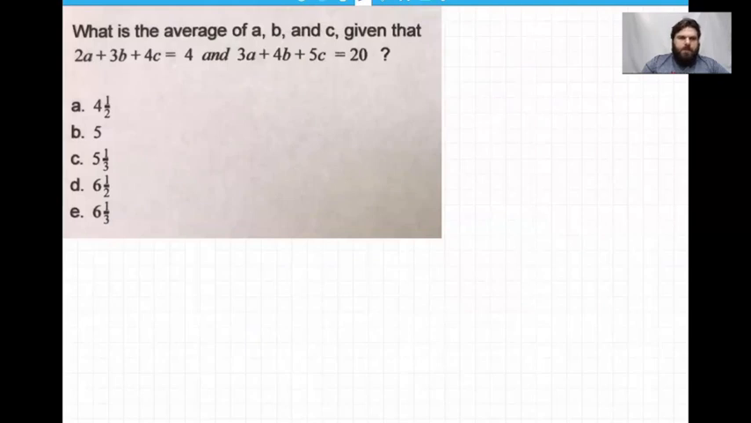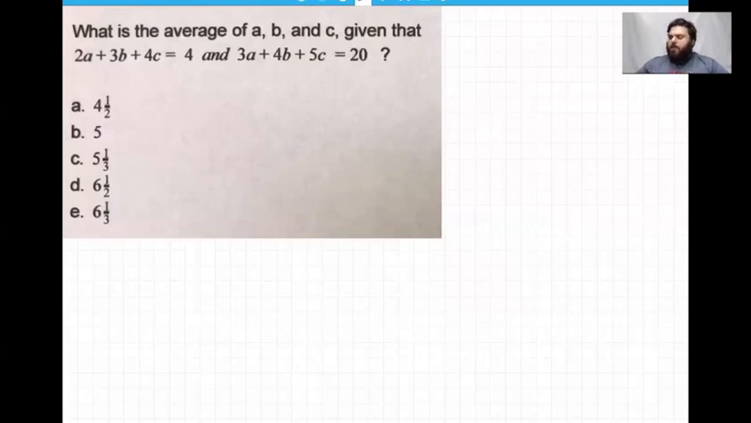Okay, so this problem looks like a system of equations. The problem is it's got 3 variables, so we're not really sure how to actually graph this thing. The other thing is it says what is the average of those 3 numbers. So it doesn't say find the solution. It doesn't say find A, B, and C. It says find the average.